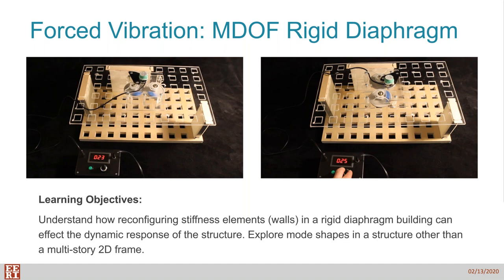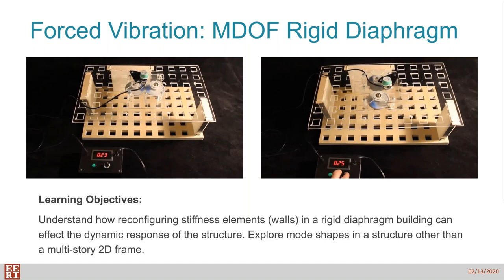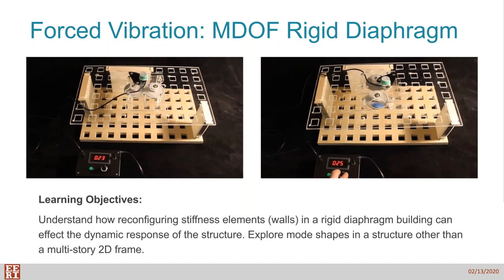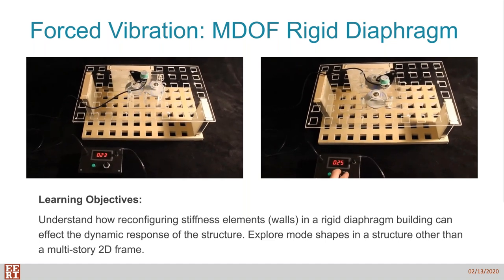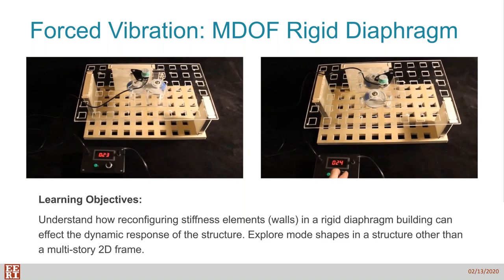We also have this mass exciter on top that we can reorient so we can activate different modes or just different behaviors. And the dial that you see at the bottom is the ability to change the frequency. So the students can also explore natural frequencies for different modes in a multi-degree of freedom system that isn't just the frame that we place on the shake table. It's a different scenario there.